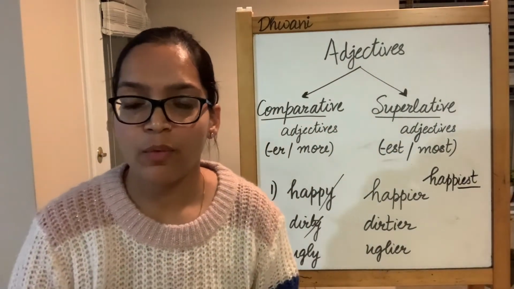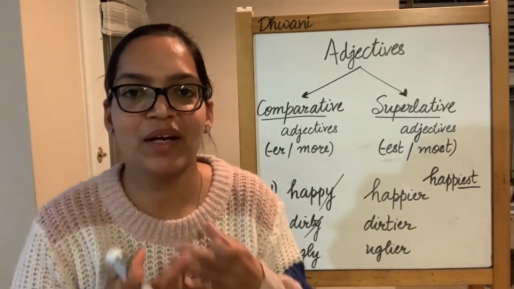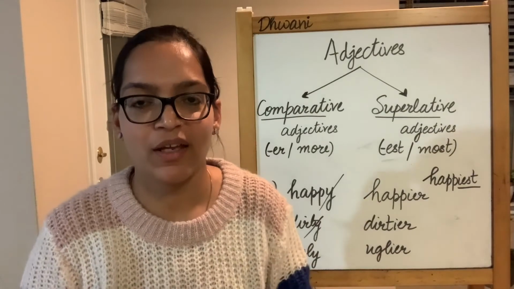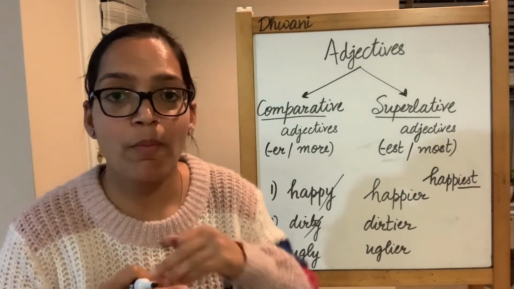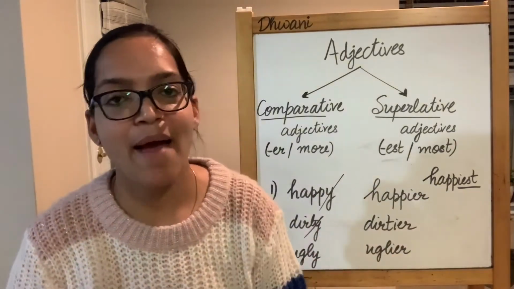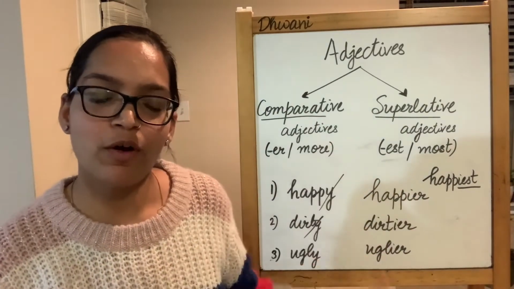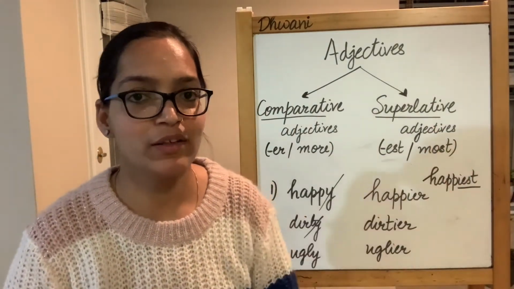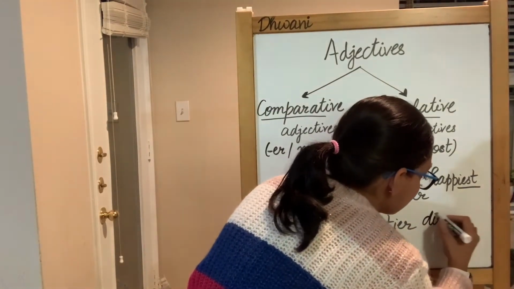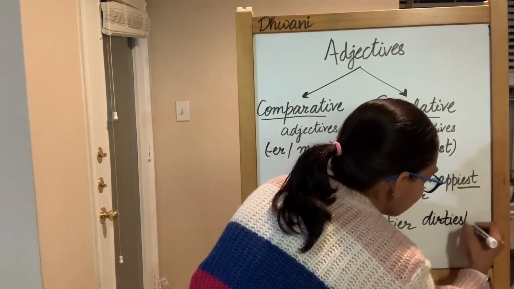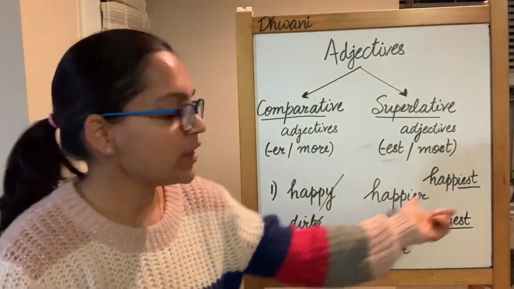When I got the award, I was the happiest of all. That means I'm comparing my happiness with the other people and I'm just telling that my happiness was the most. So it is happiest. Now dirty will turn into dirtier in the comparative form, and in the superlative form it will turn into dirtiest. And so goes for ugly, which turns into uglier and ugliest.